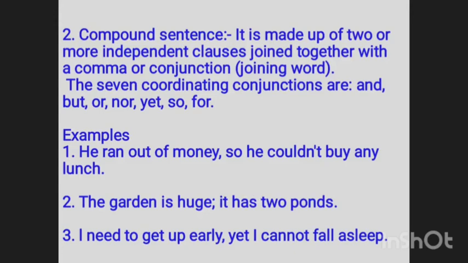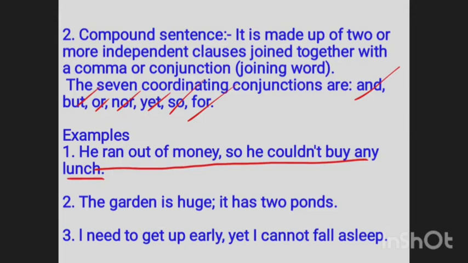We have and, but, or, nor, yet, so, and for. So these are the 7 coordinating conjunctions we have. Mind you, coordinating conjunctions are words that are used to join independent clauses together. For example, he ran out of money, so he couldn't buy any lunch.